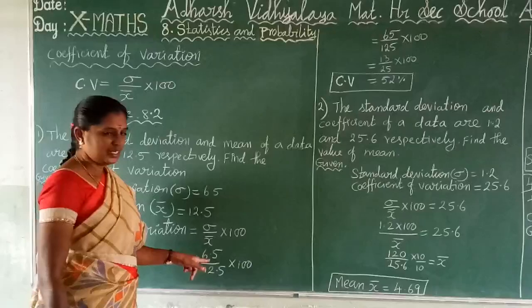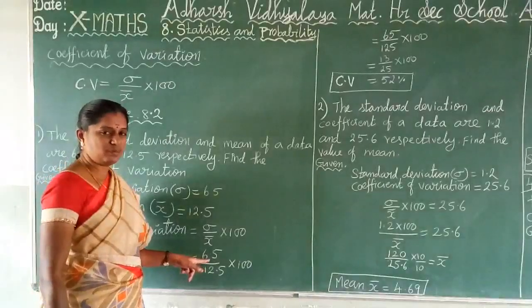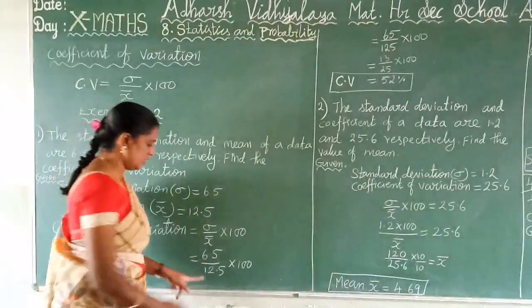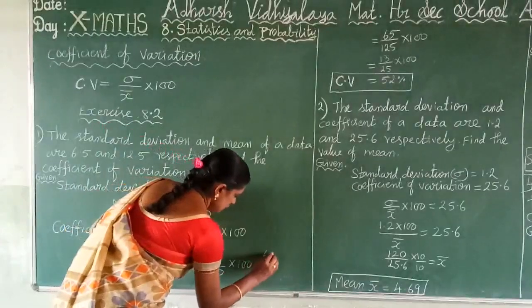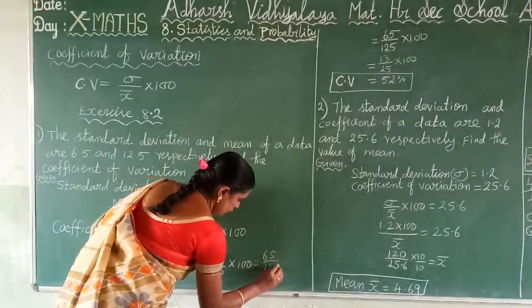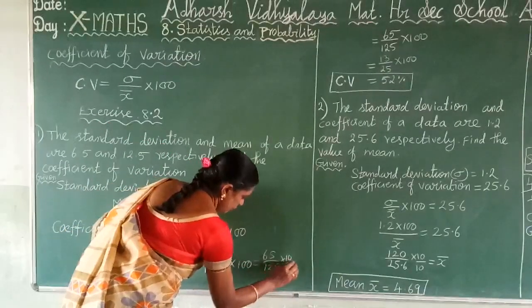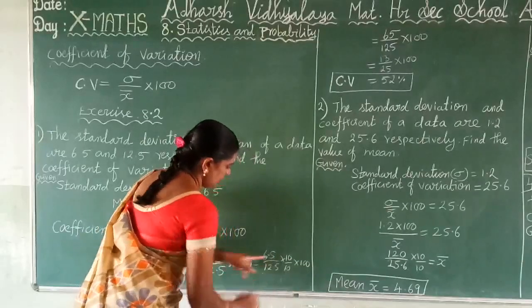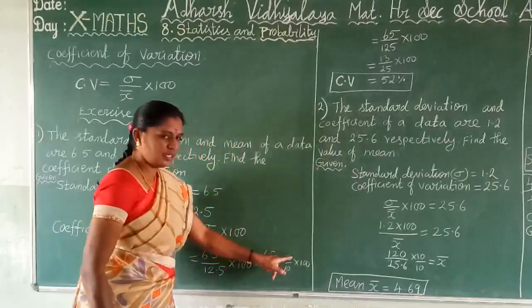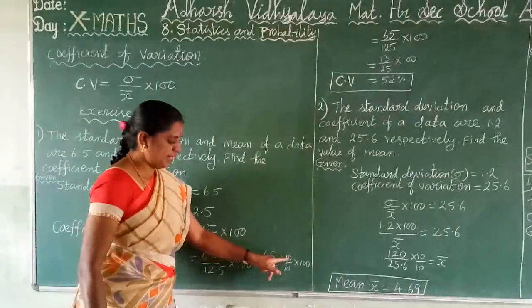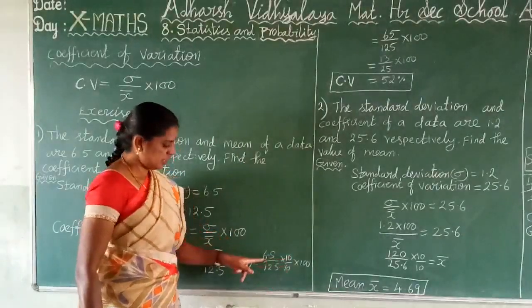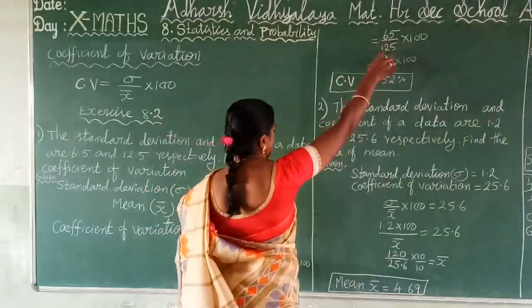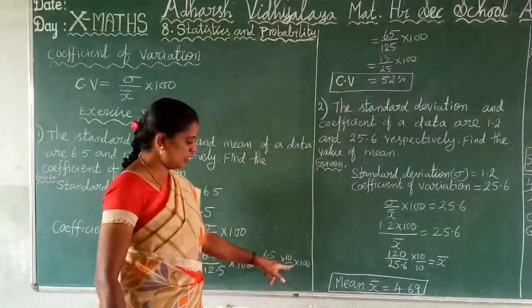Here 1 decimal is there. So how do we convert 1 decimal? Multiply and divide by 10. So what do we get? 6.5 into 10 by 12.5 into 10, into 100. So 1 decimal means we converted to a whole number. Multiply and divide by 10 means converted to a whole number. So 65 by 125 into 100.